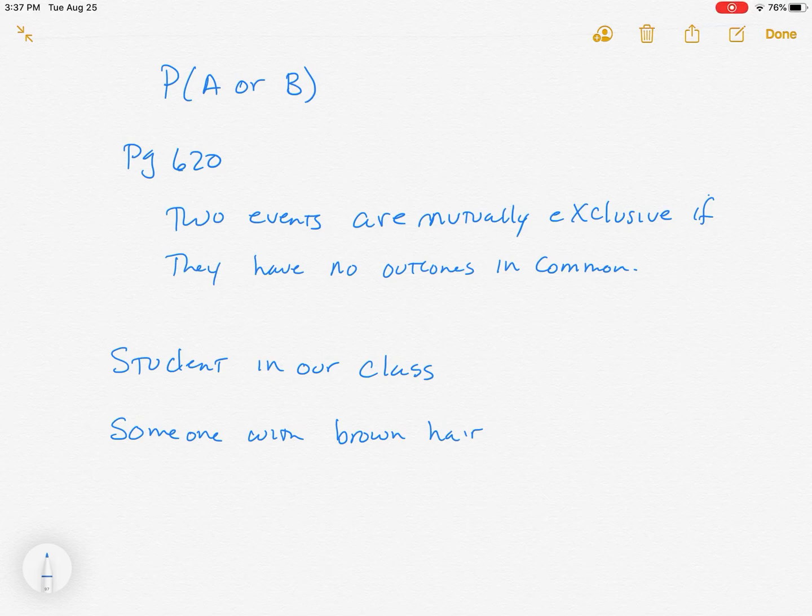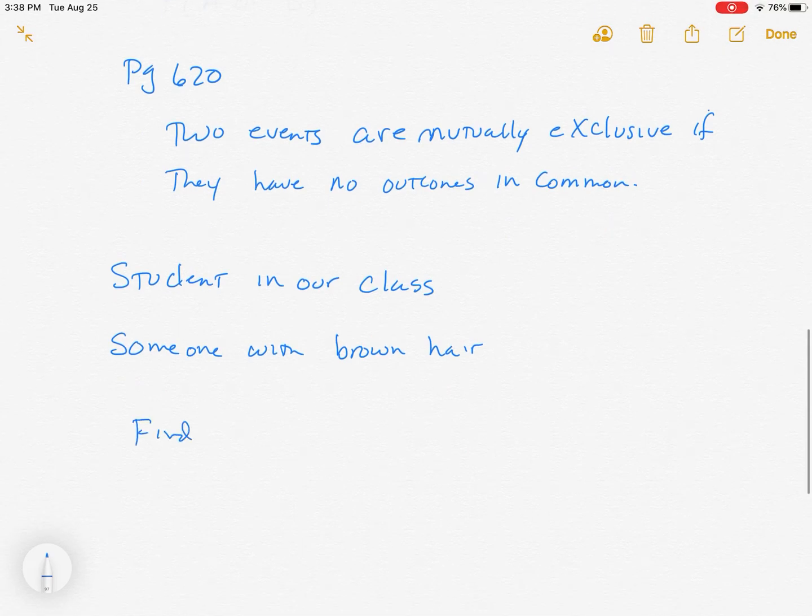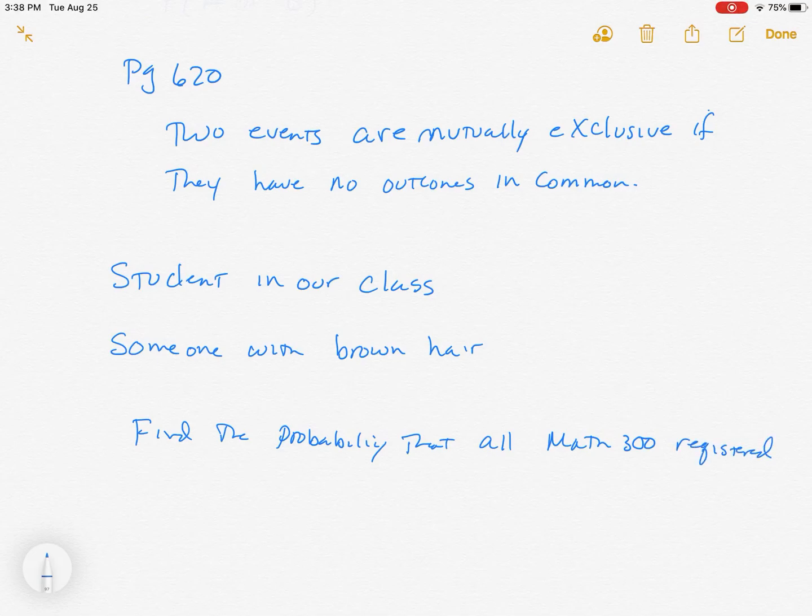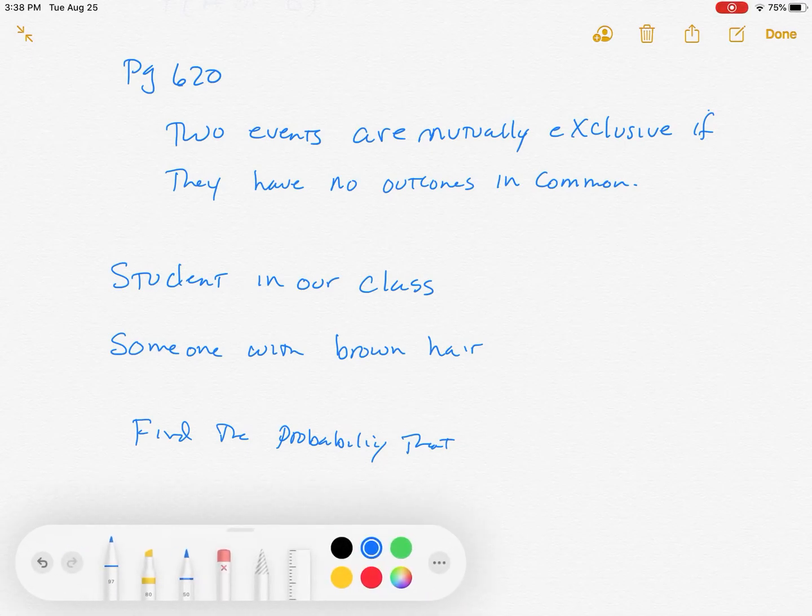Okay. So if I said find the probability that all Math 300 registered students, let me say this, that if one person... I'm realizing I'm asking the question in a way that backboxes me into the corner.